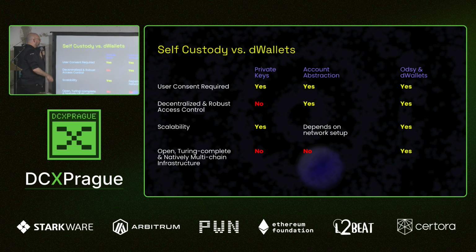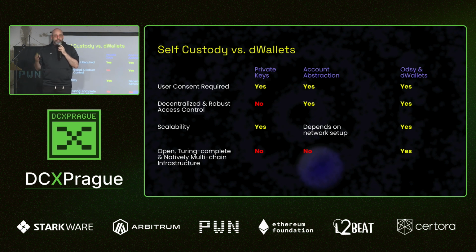And the last thing is self-custody, which, as usual, performs much better than anything else. So private keys, as we know, you have the user consent and you have scalability, but the problem is it's not decentralized and it is not an infrastructure. And with account abstraction, which is the closest thing, the only problem is that it is not a natively multi-chain infrastructure, but it's just based on the specific chain that it's implemented on.